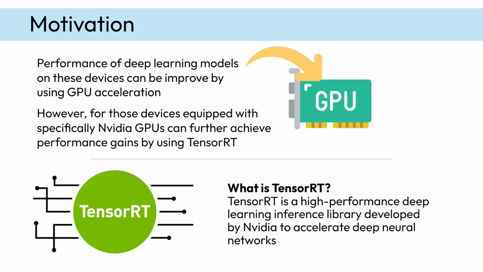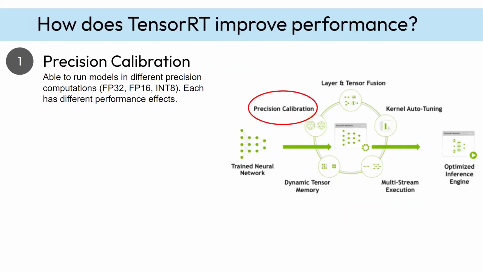TensorRT is a high-performance deep learning inference library developed and designed by NVIDIA to optimize and accelerate inference for deep neural networks. TensorRT uses four main methods to optimize deep learning models. The first is precision calibration. TensorRT can deploy models in different precision computations, even if the model was initially trained in another, such as 32-bit floating point.